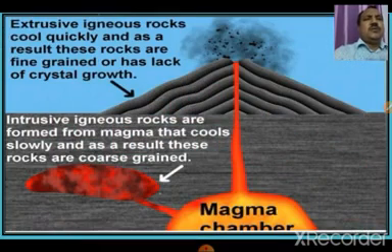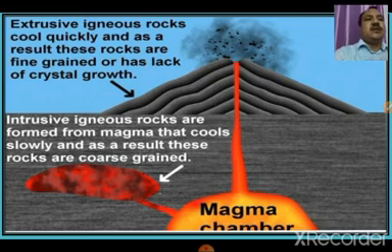The first one is the extrusive igneous rock. The extrusive igneous rocks cool quickly, and as a result these rocks are fine grained or lack crystal growth. And another one is intrusive igneous rock. Intrusive igneous rocks are formed from magma that cools slowly, and as a result of this, the rocks are coarse grained.